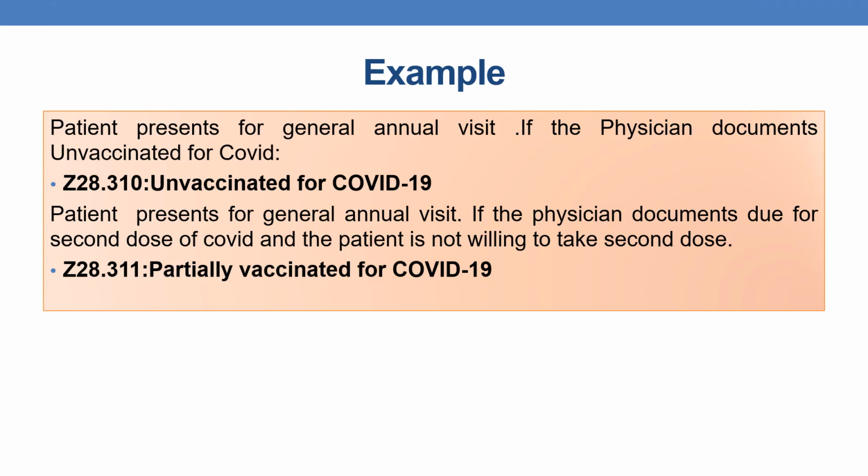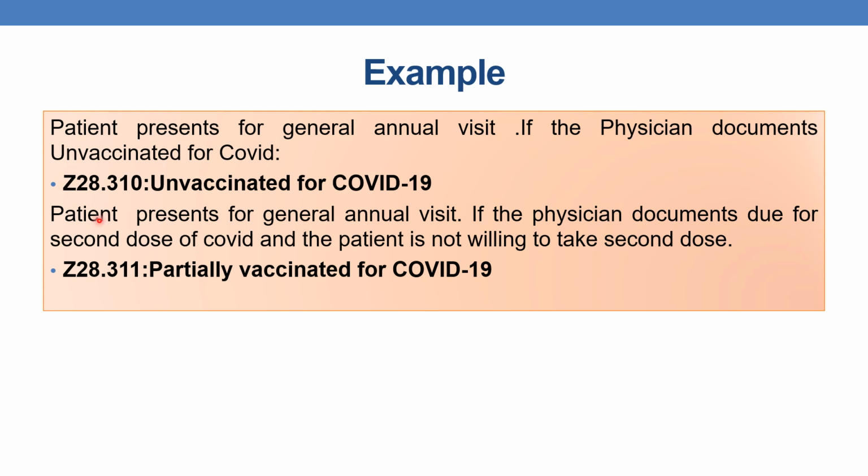Now let us see an example. Patient presents for general annual visit. And here you will see two scenarios. Patient presents for general annual visit and the physician documents unvaccinated for COVID. So here the code is Z28.310, unvaccinated for COVID-19.